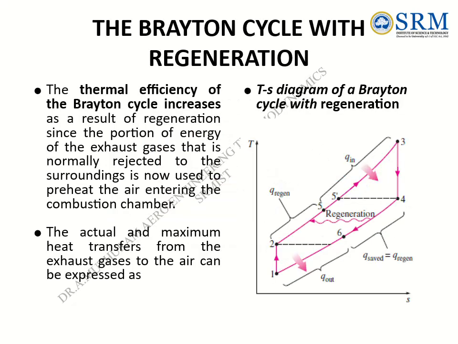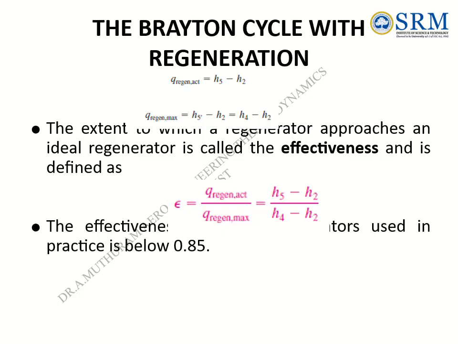The thermal efficiency of a Brayton cycle increases as a result of regeneration, since the portion of energy of the exhaust gases that is normally rejected to the surroundings is now used to preheat the air entering the combustion chamber. The actual and maximum heat transfers from the exhaust gases to the air can be expressed as: The extent to which a regenerator approaches an ideal regenerator is called the effectiveness and is defined as: The effectiveness of most regenerators used in practice is below 0.85.